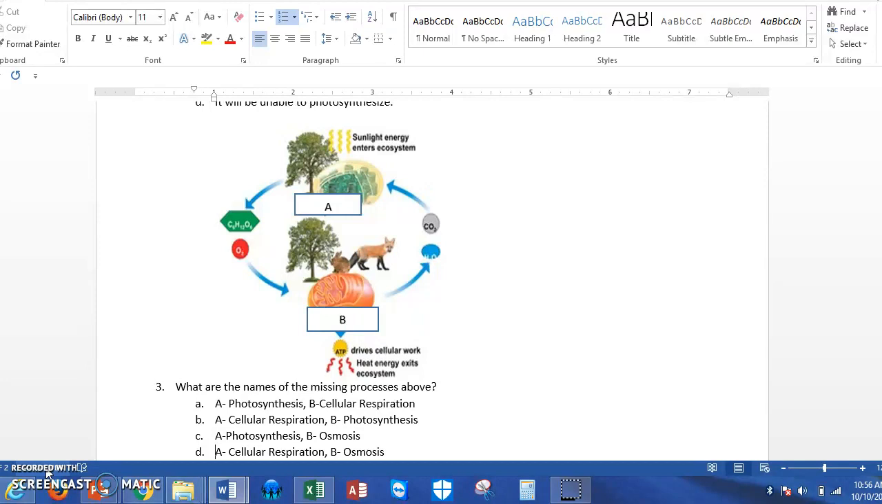Number 3. What are the names of the missing processes above? A. A. Photosynthesis. B. Cell respiration. B. A. Cellular respiration. B. Photosynthesis. C. A. Photosynthesis. B. Osmosis. Or D. A. Cellular respiration. B. Osmosis.